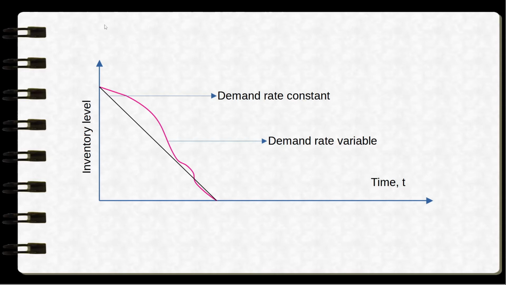Now, let's have a look at inventory level versus time. The black line represents the drop in inventory level when the demand rate is constant. The pink line represents the drop in inventory level when the demand rate is variable or probabilistic.